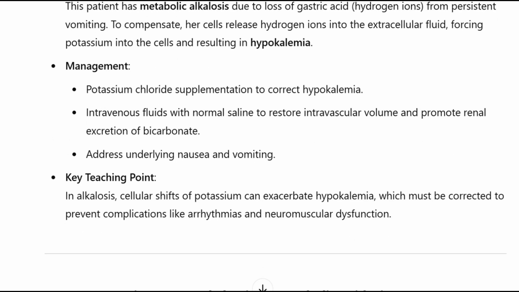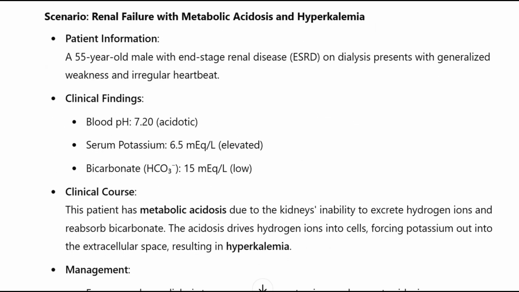Management: potassium chloride supplementation to correct hypokalemia. Intravenous fluids with normal saline to restore intravascular volume and promote renal excretion of bicarbonate. Address underlying nausea and vomiting. Key teaching point: in alkalosis, cellular shifts of potassium can exacerbate hypokalemia, which must be corrected to prevent complications like arrhythmias and neuromuscular dysfunction.